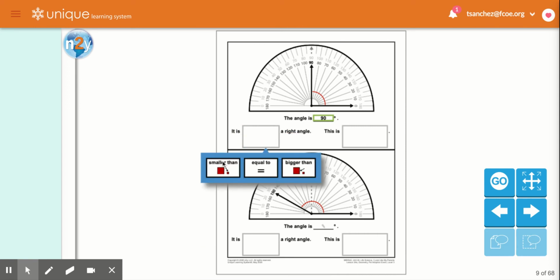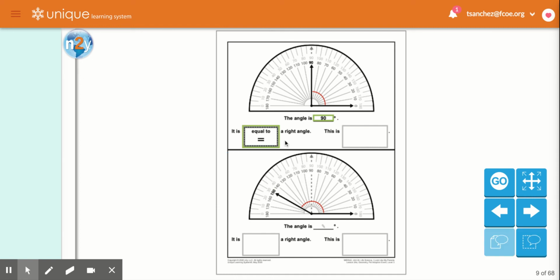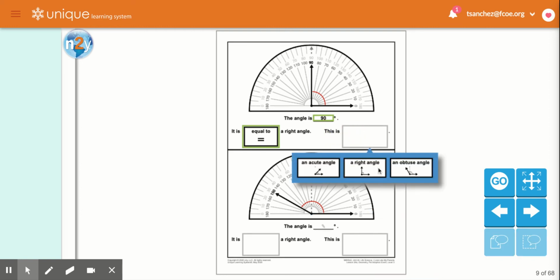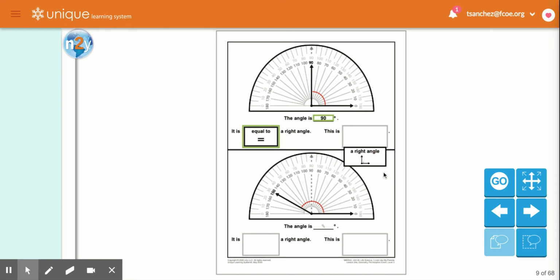Fill in the sentence. Is it smaller than a right angle, equal to a right angle, or bigger than a right angle? Well, it's 90 degrees. What did we say a right angle was? 90 degrees. So it's equal to a right angle. Is it an acute angle, a right angle, or an obtuse angle? We have 3 to choose from. It's 90 degrees, so it is a right angle. You would just write "equal to" on the space and "a right angle." Okay, let's look at the next one.